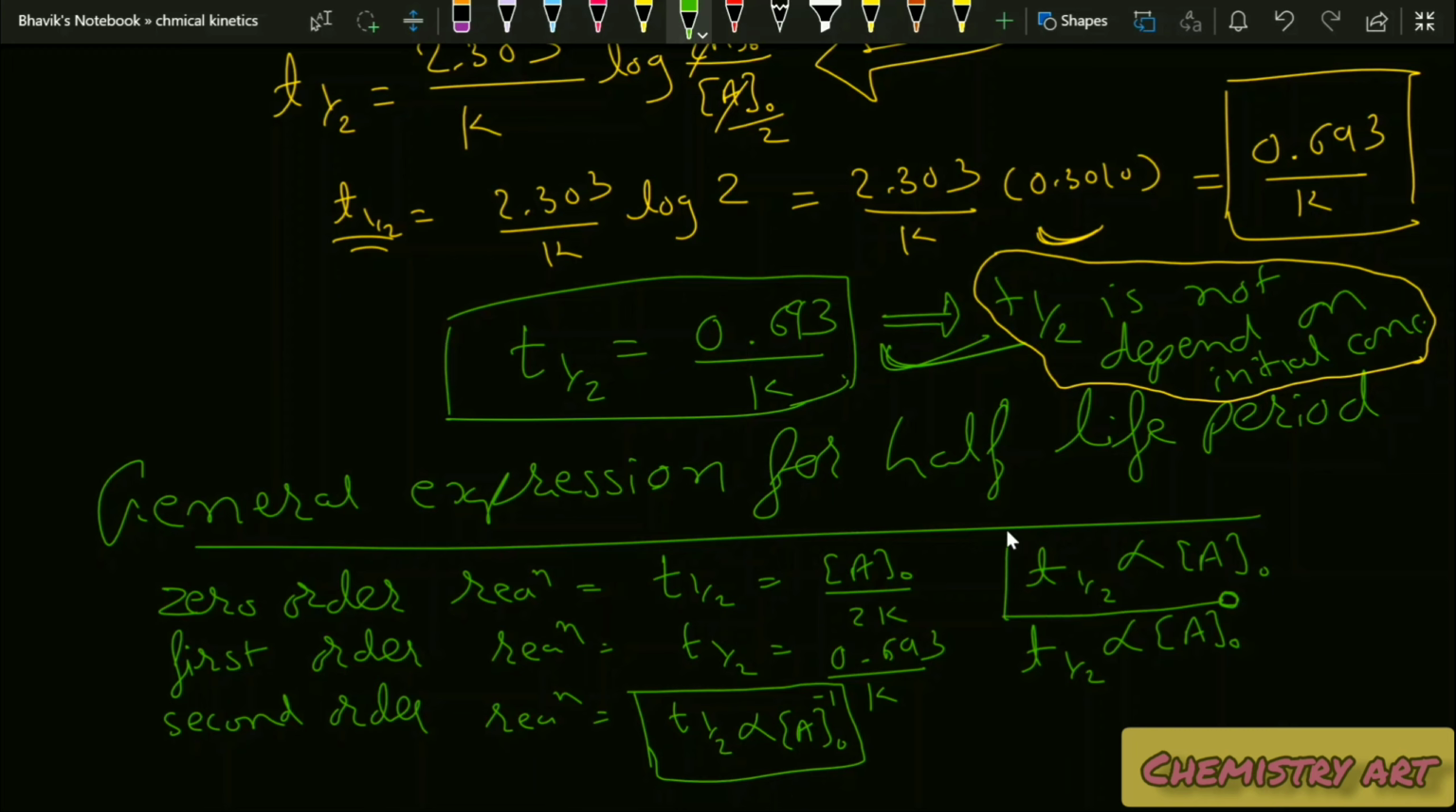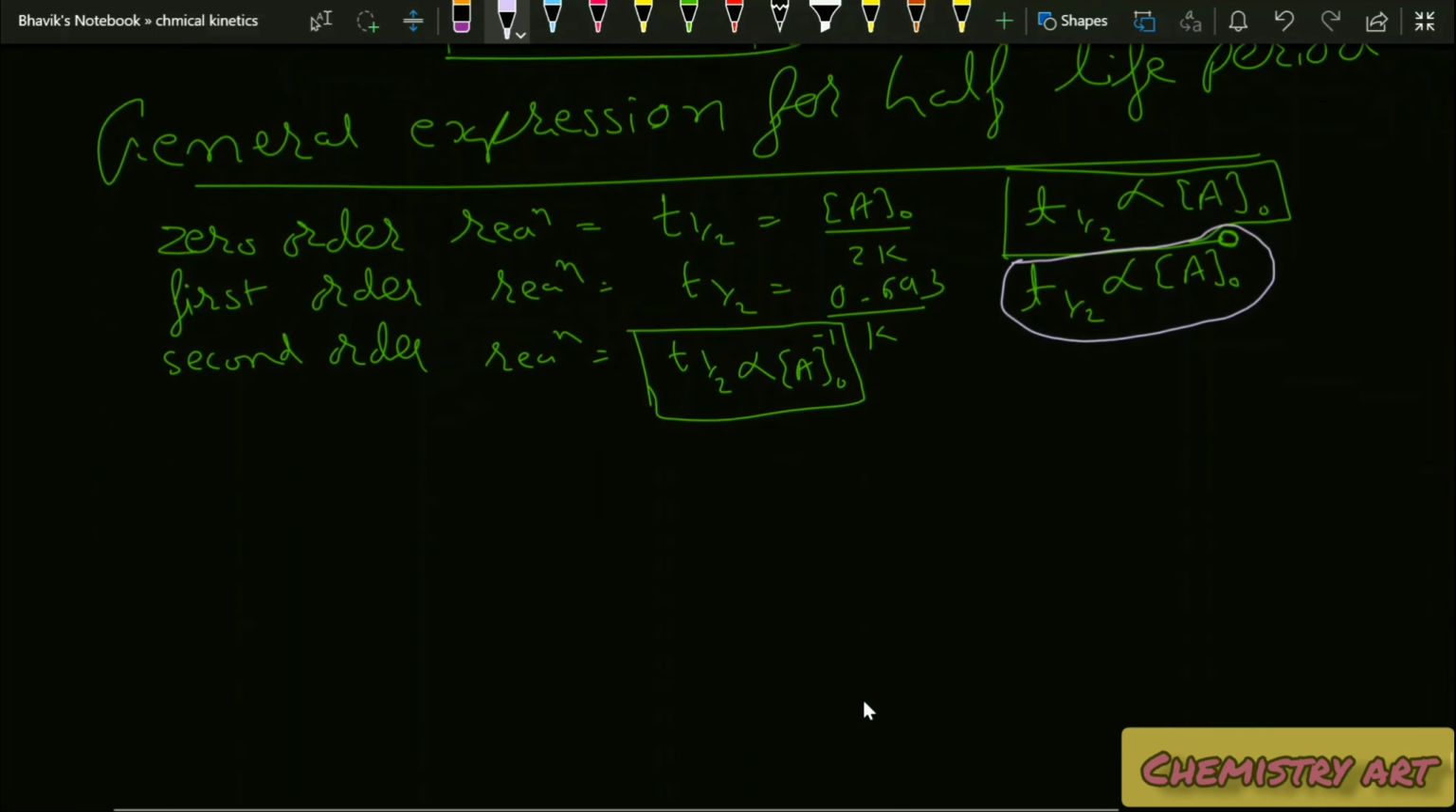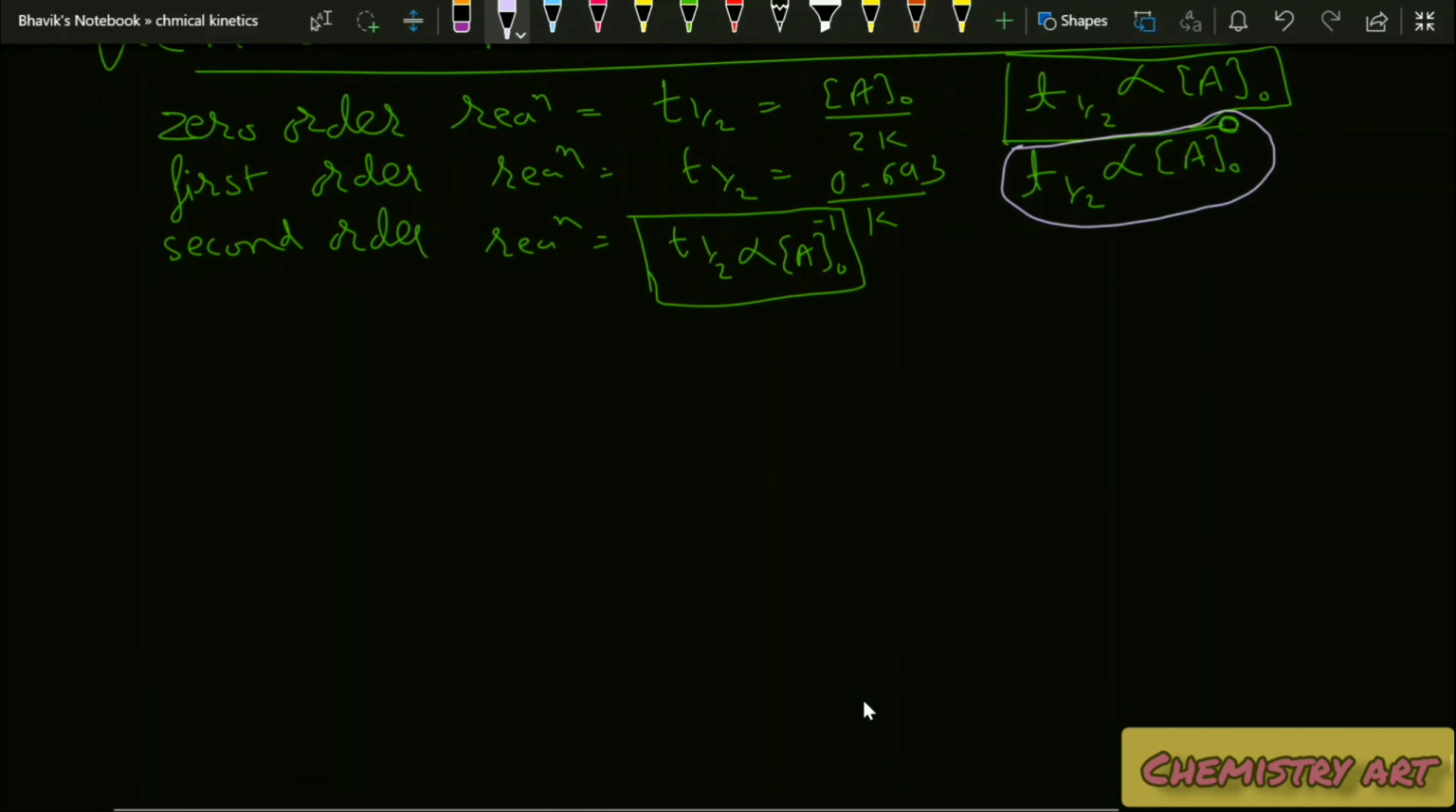See here, for the zero order reaction, T1/2 is directly proportional to the initial concentration, but for the first order reaction, T1/2 does not depend on the initial concentration because the power of A will be 0. See here, there is no concentration. And for the second order reaction, T1/2 is inversely proportional, meaning A is in the denominator.